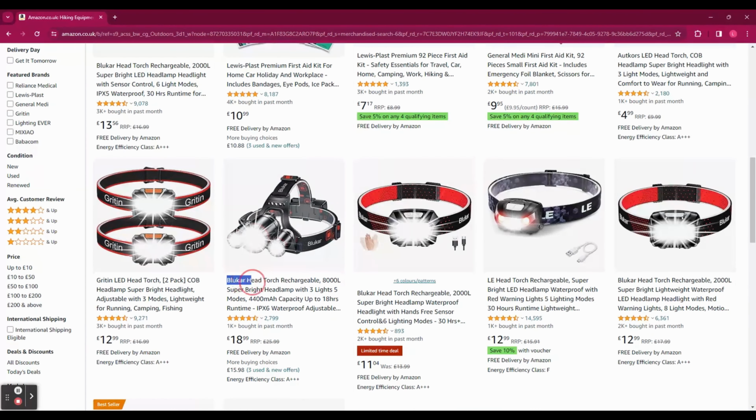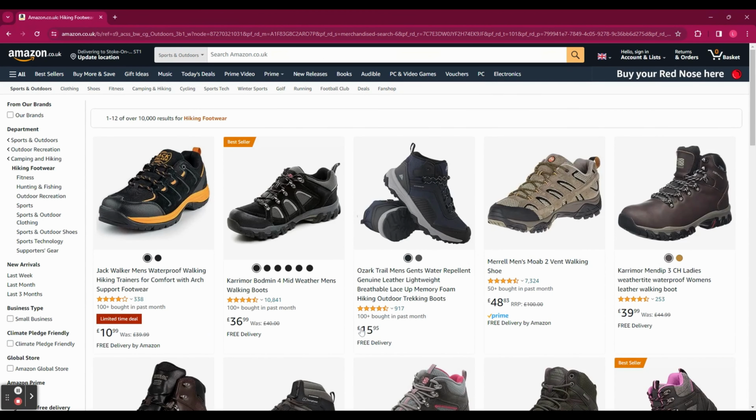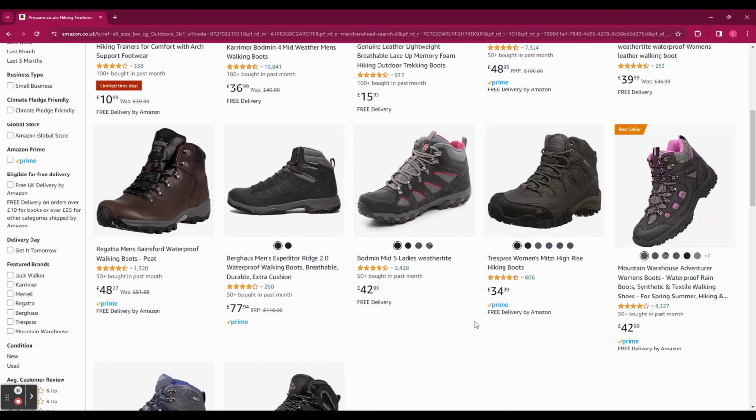We then have relevancy. Relevancy refers to how well your product matches the user's search intent. Amazon's algorithm analyzes various factors including keywords, product descriptions, and category placement to determine the relevance of your listing to the user's query. Optimizing your listings with relevant keywords and accurate categorization enhances its visibility and ranking.